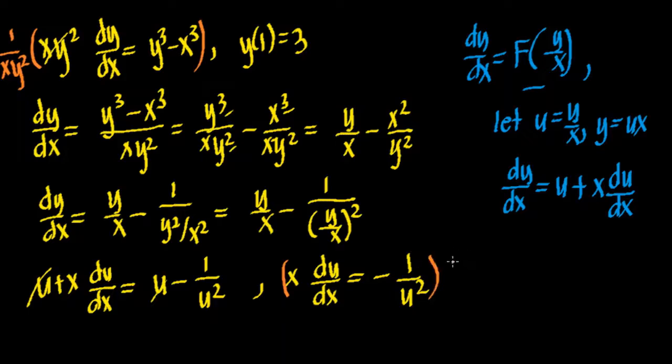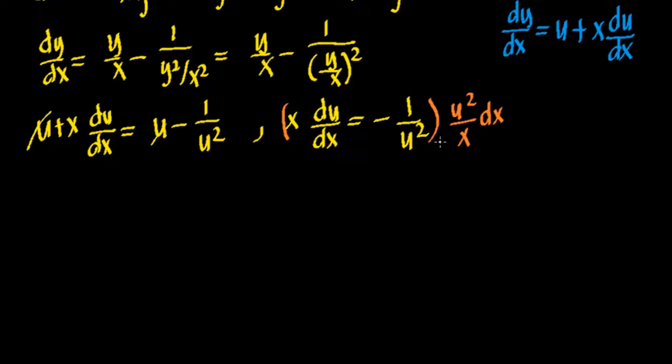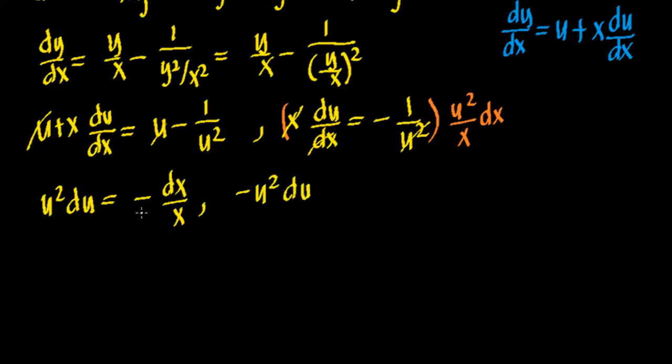Now trying to separate the variables, multiplying u squared dx over x, canceling out the x, and canceling out also the dx, so we have u squared du is equal to negative dx over x. But I want the negative to be in the left hand side, so I'll move that negative in our left hand side expression. So negative u squared du is equal to dx over x.